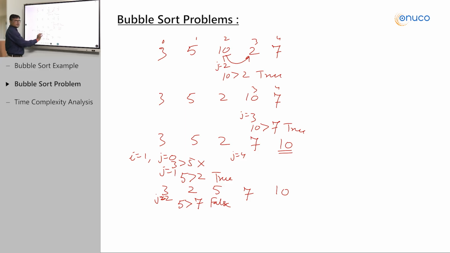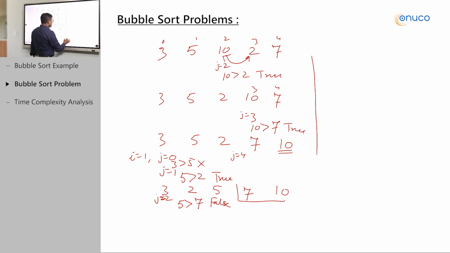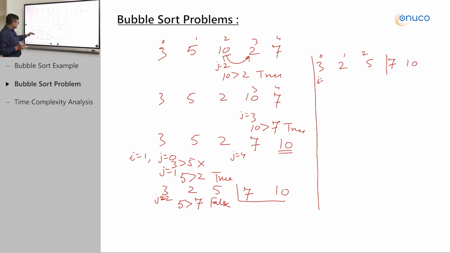J is equal to 3, condition fails. It means what? 7 is already there at the right position and this part is already sorted. 7 and 10 are sorted. So next, what will happen? The next iteration will be taking 3, 2, 5. 7 and 10 have already been sorted. So 0, 1, 2. Again the I value will increase, because the first iteration is done, this is the second iteration.